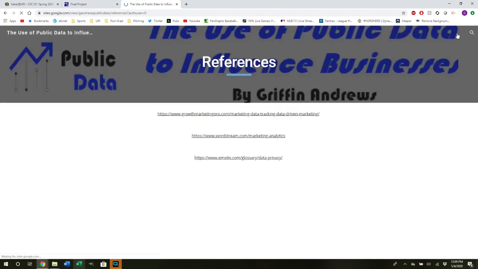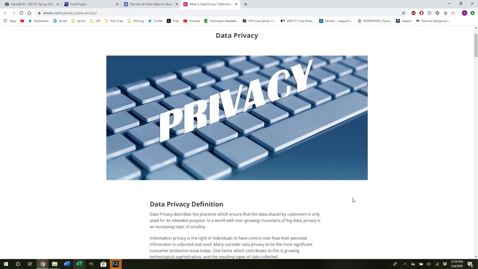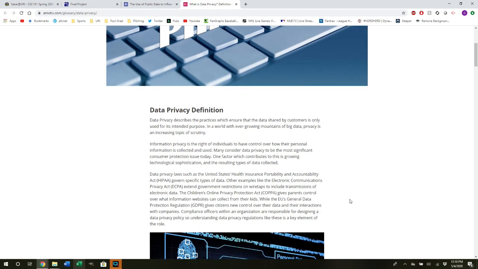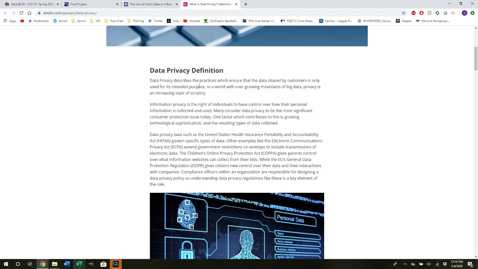And lastly, moving on to the references page, just 3 websites where I pulled some of my information from in these tabs. We'll talk about this one quickly, just because that was the last prompt, sorry. This is the website that I got a lot of that data privacy information from. This explains that data privacy is used only for its intended purpose.